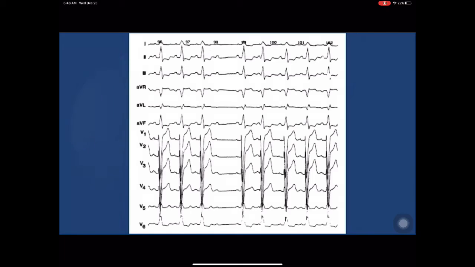This is a simultaneous 12-lead of a patient that was sent to me for syncope. That was the reason he got sent to me. And he has this tracing, and I can tell you you can measure the PP intervals, okay? And the PP intervals are constant.